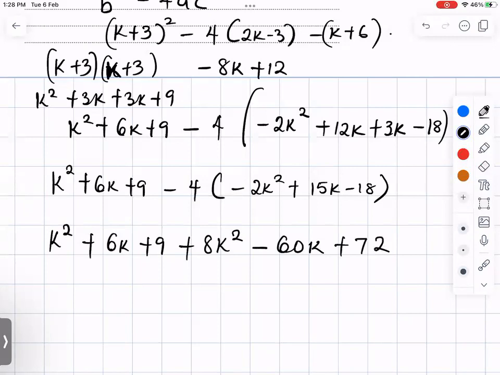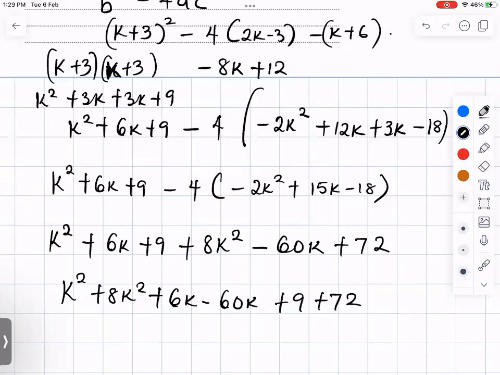So collect like terms, I have k squared plus 8k squared plus 6k minus 60k plus 9 plus 72. So this gives 9k squared. I have 9k squared plus 6k minus 60k gives minus 54k plus 9 plus 72 gives plus 81.